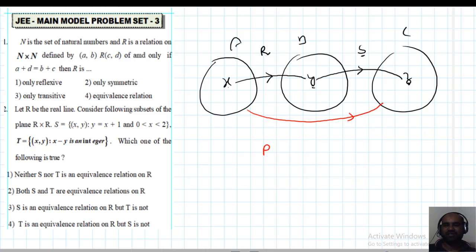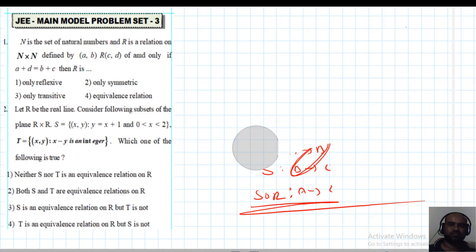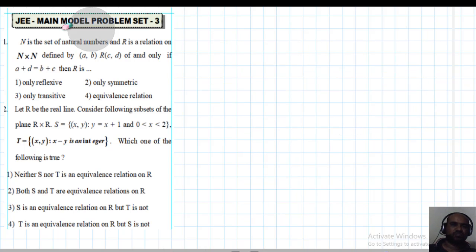Students, once again listen. R is a relation from A to B. S is a relation from B to C. If these two are matched, then a new relation exists from A to C. That is S circle R. Take care: not R circle S, but S circle R. S circle R is a new relation from A to C. That is called the composite relation of R and S.